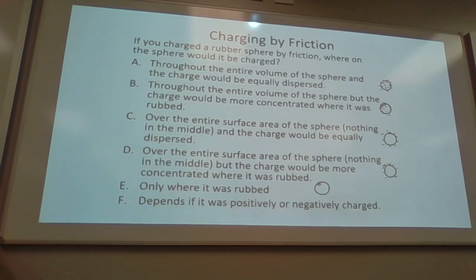Okay, but what about an insulator? If we charge an insulator by friction, correct answer is E. It's going to be charged only where it was rubbed. Does that make sense with the whole suburbia analogy?